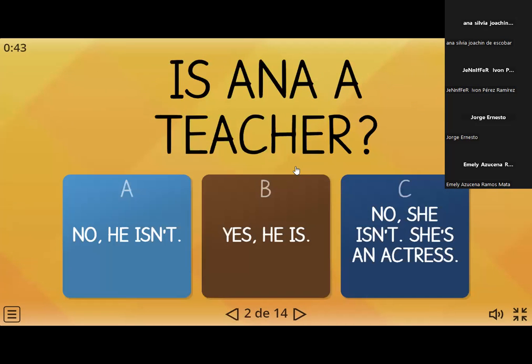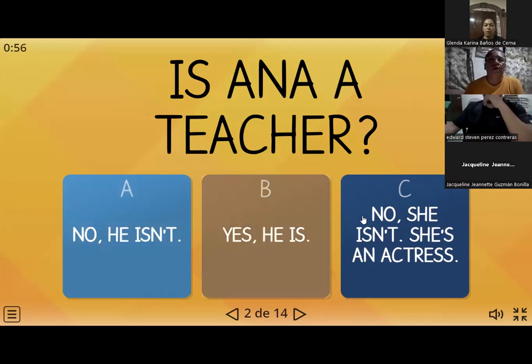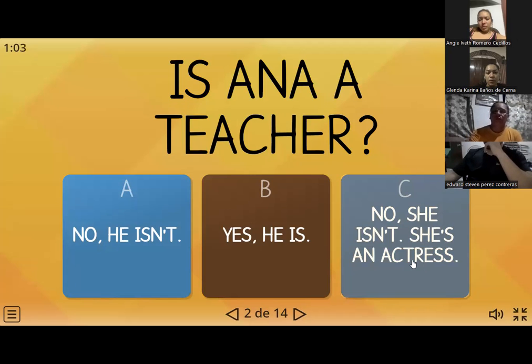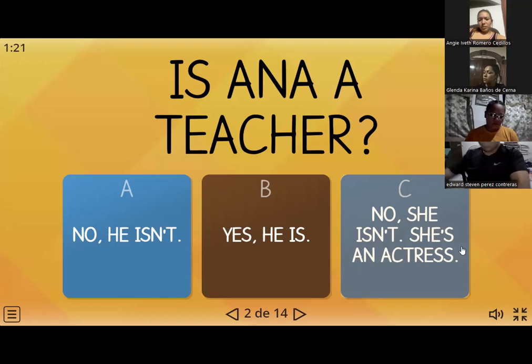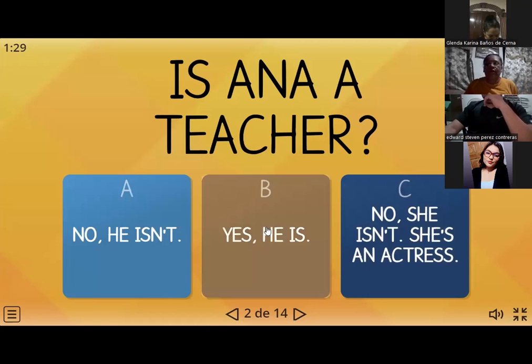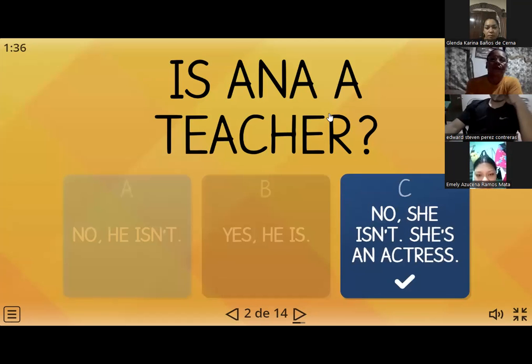Next, is Anna a teacher? No, he isn't. Yes, she is. Or yes, he is. Or no, she isn't. She's an actress. What is the correct answer? Okay, Anna is she. It's a woman. So the correct answer is letter C. No, she isn't. She's an actress. A is incorrect because it's using he. B is incorrect for the same reason. So the correct is letter C, because it's Anna.